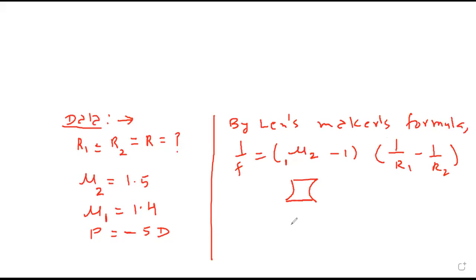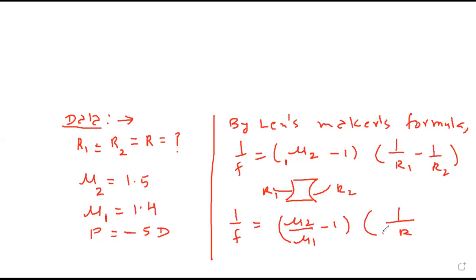This is biconcave lens. Can you tell where is R1's center? Left side or right side? Left. Left means by convention, you will take negative. So this is mu 2 upon mu 1 minus 1 by convention. R1 is equal to R, correct? Plus or minus? Minus. And R2 is also R, plus or minus? Plus, because its center is on the right hand side. This R2, its center will be right hand side. Correct?